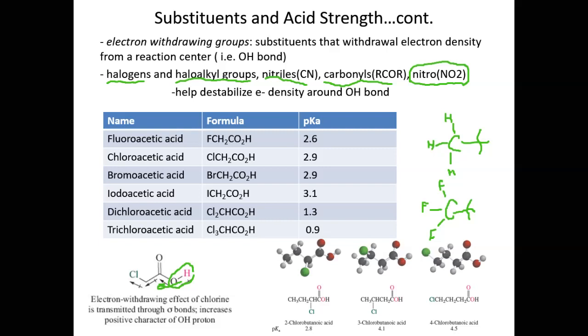And so you see here, for electron withdrawing halogens, we usually look at electronegativity. Fluorine is the most electronegative of the halogens. So we have fluoroacetic acid. What does fluoroacetic acid look like? If I can draw it.